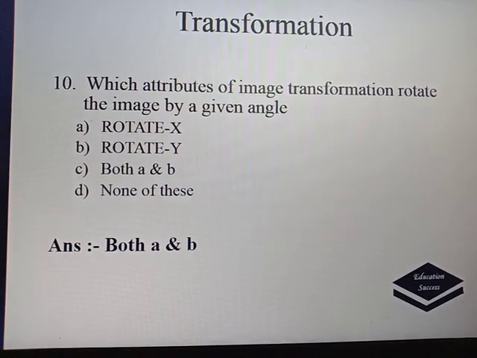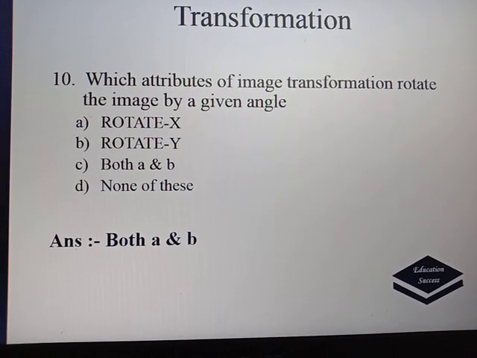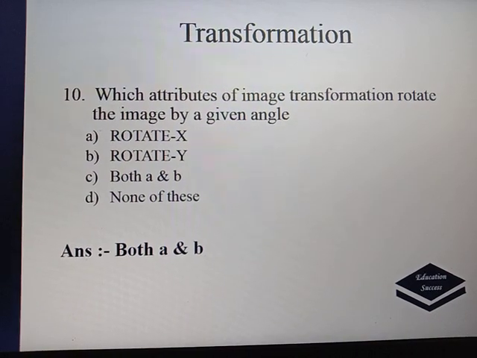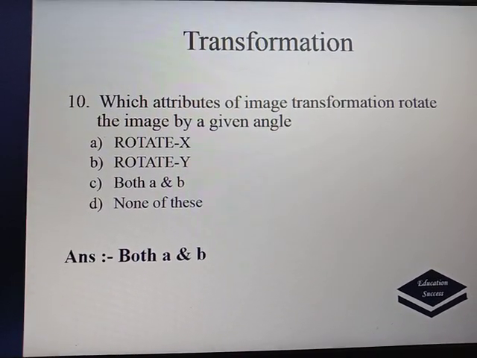Which attribute of image transformation rotates the image by a given angle? Here the question is on rotation. So rotation is rotate x and rotate y. Therefore the correct option is both A and B.